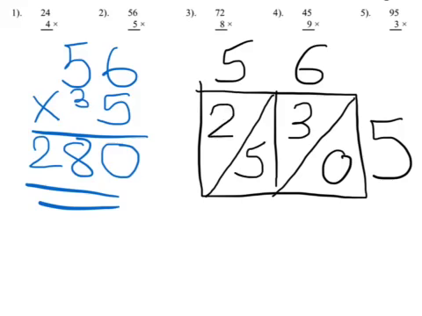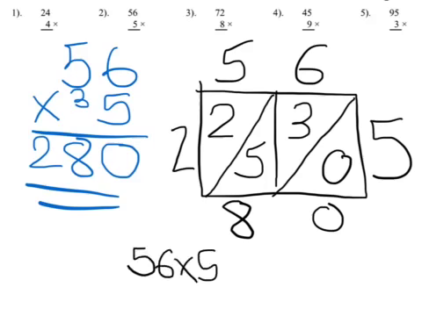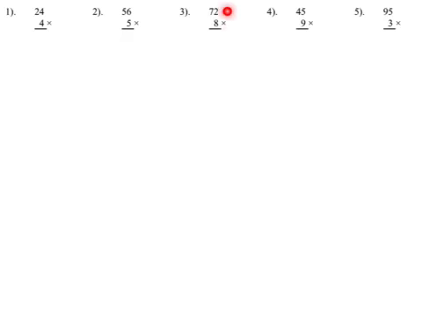2 tens, 5 units. Now we need to remember, add up the diagonals. So I've got 0, 3 plus 5 gets me 8, and in this last diagonal I get a 2. So we shouldn't leave our answer written rounding out there. So 56 times 5 equals 280. Question done.